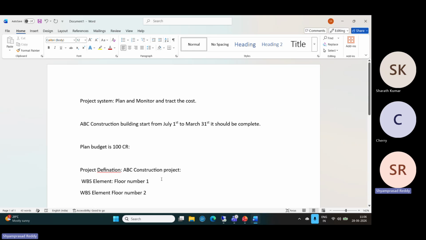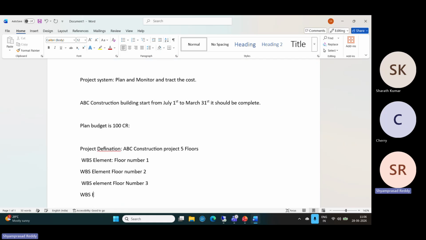For example, there is a construction project. Around how many floors does it have? Let's assume 5 floors. They want to build a 5-floor construction project. In that case, there is a WBS element floor number 3, WBS element floor number 4, and WBS element floor number 5. We have to monitor these.